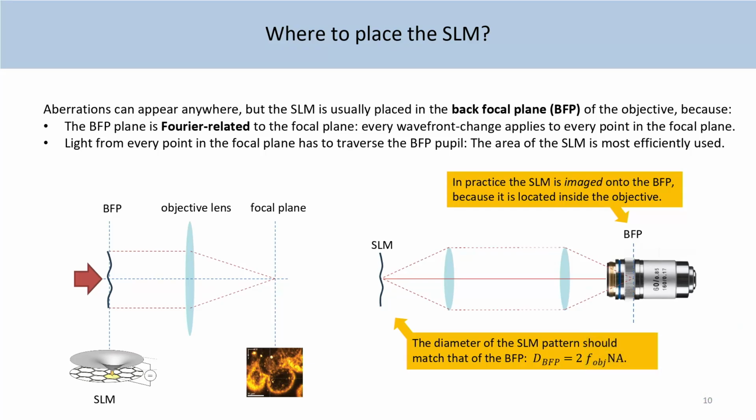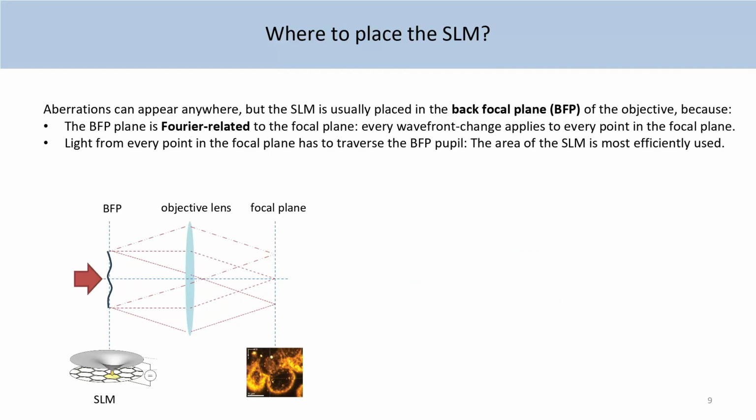Secondly, the Fourier plane is pretty neat because some aberrations are global, like spherical aberrations, and whatever you apply here will apply to every point in the focal plane the same way. So it's shift invariant. This is a nice property to have.